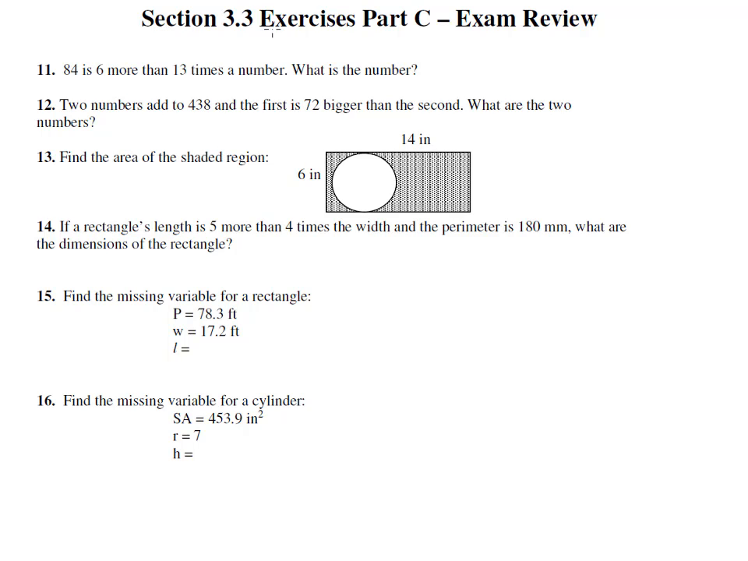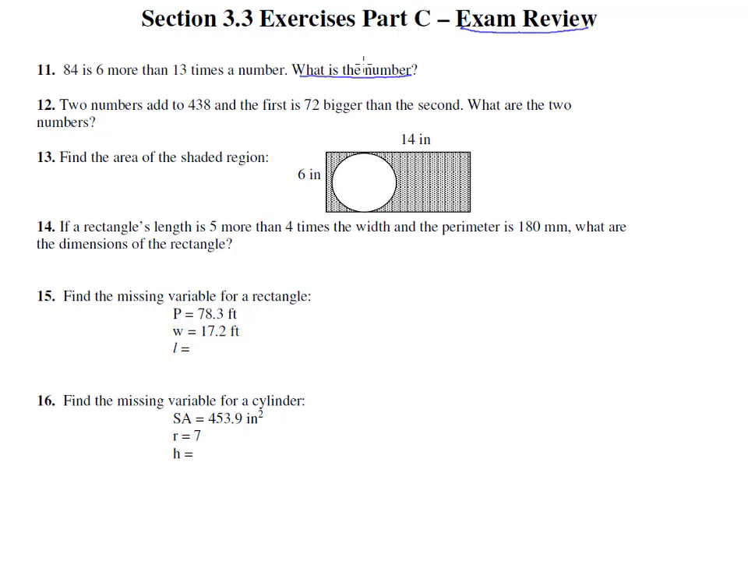Here we are in section 3.3 exercises part C, reviewing for exam 3. Number 11 through number 16. We'll start with number 11. 84 is 6 more than 13 times a number. What is the number? Oh, we're looking for a number.